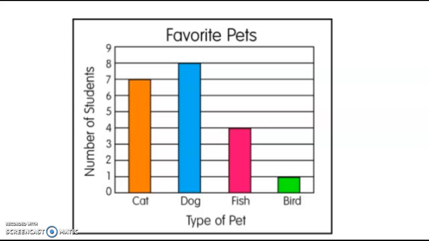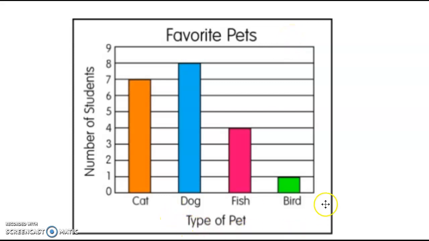It's Miss Hunt again, and we are going to continue talking about bar graphs today. I just want to remind you of a few things that we talked about yesterday. One is that we still always have a title. So the title we're looking at on this graph is favorite pets.